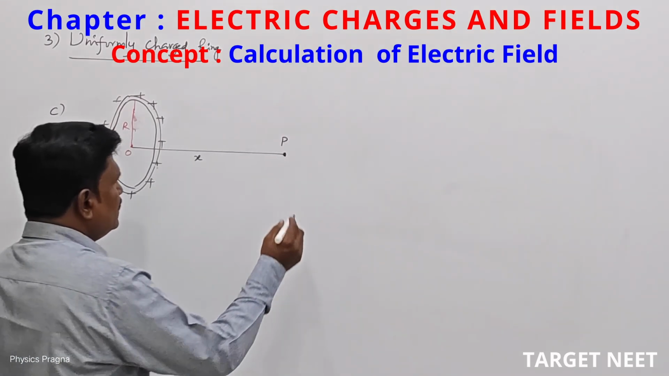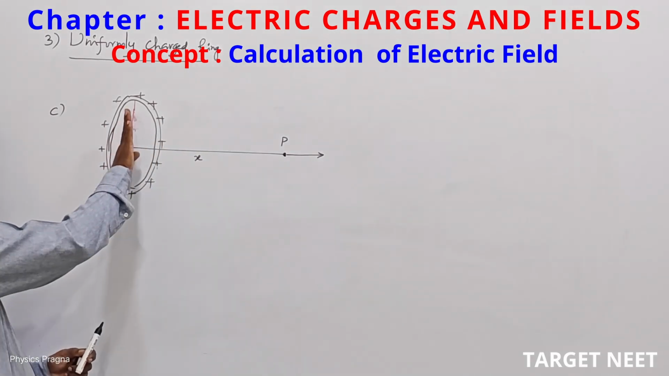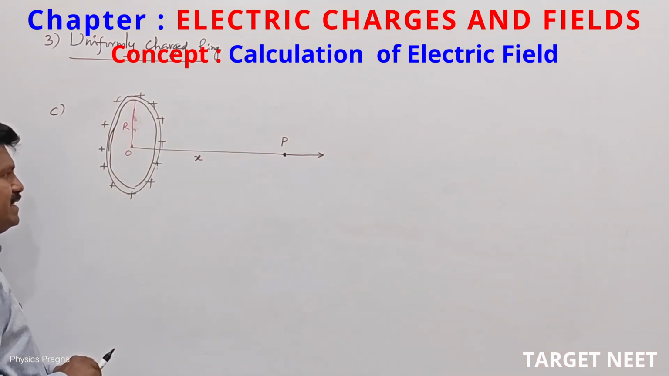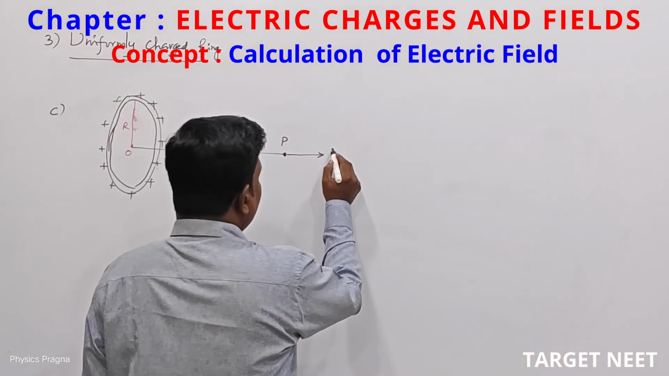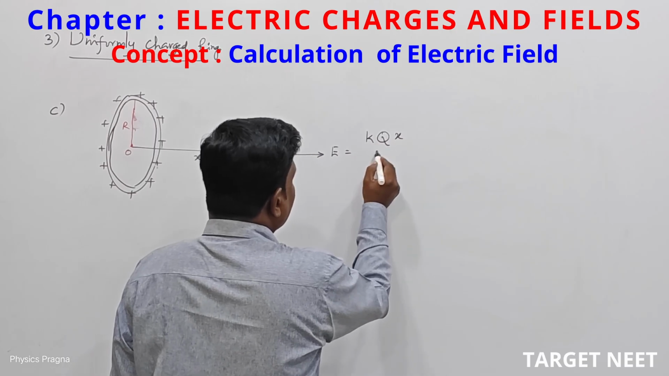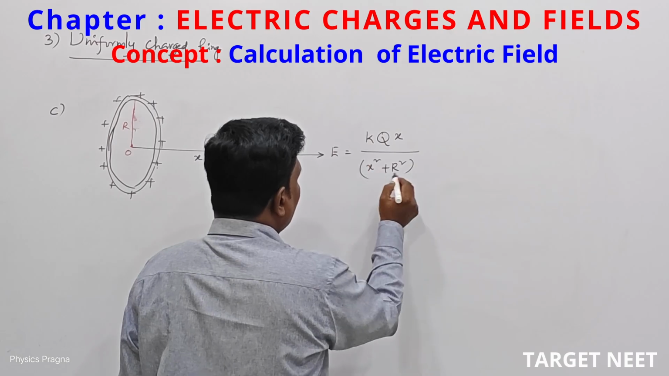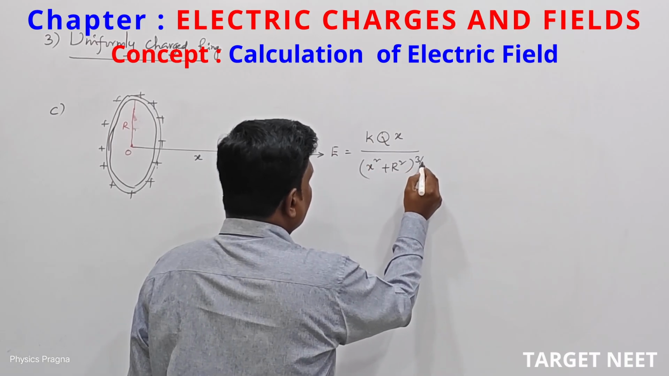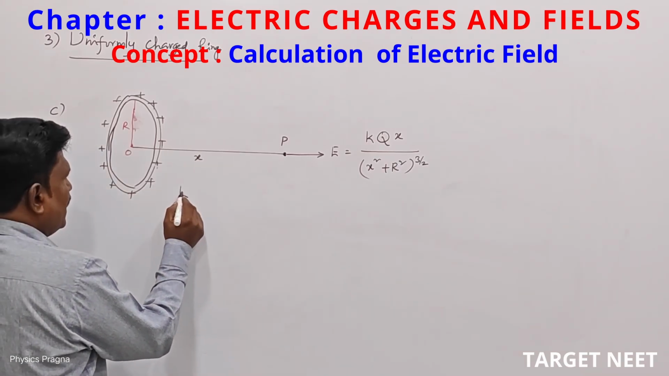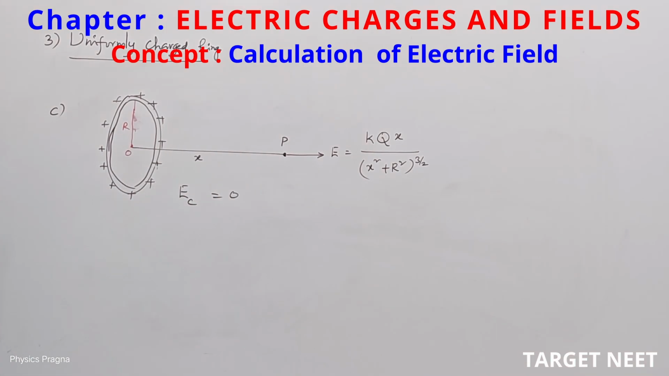What is the electric field here? The direction of electric field is away from this positive charge. The ring is like this, so around the ring, positive charges are there, at x distance from the center. The electric field here is K Q x by x square plus r square whole power 3 by 2. This formula you have to remember. As usual, electric field at the center is equal to 0 for the ring.